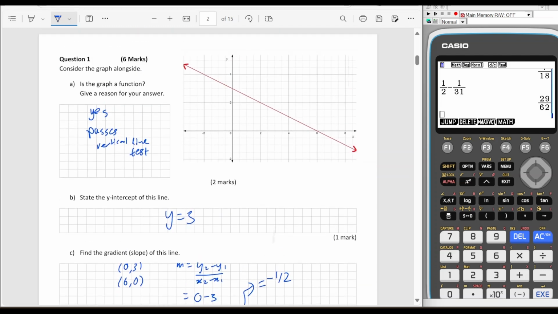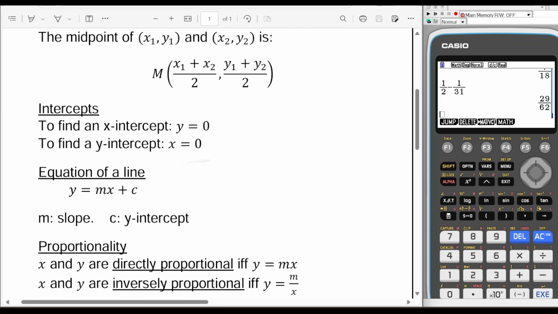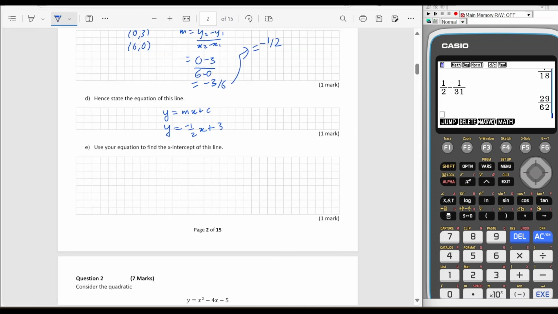Use your equation to find the x-intercept. Now we can already see that it's 6, but we'll do it formally. I've actually got this on the formula sheet here. To find x-intercepts, you set y equal to 0. So y is minus a half x plus 3, therefore 0 equals minus a half x plus 3. So you've got half x equals 3. Therefore, x is 3 times 2. Therefore, x is 6. Done.